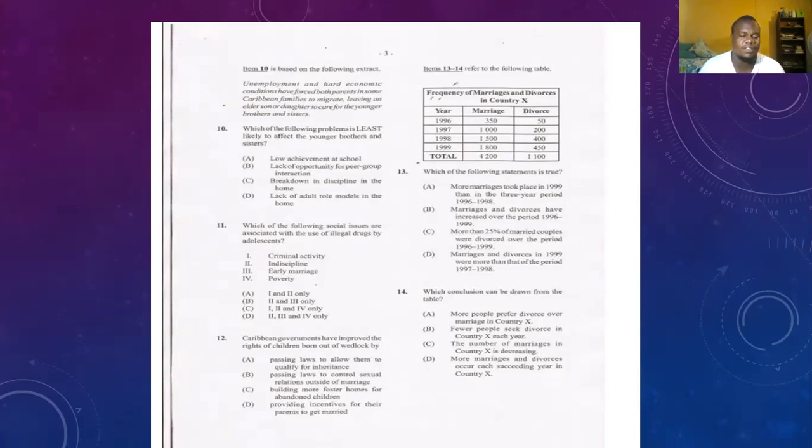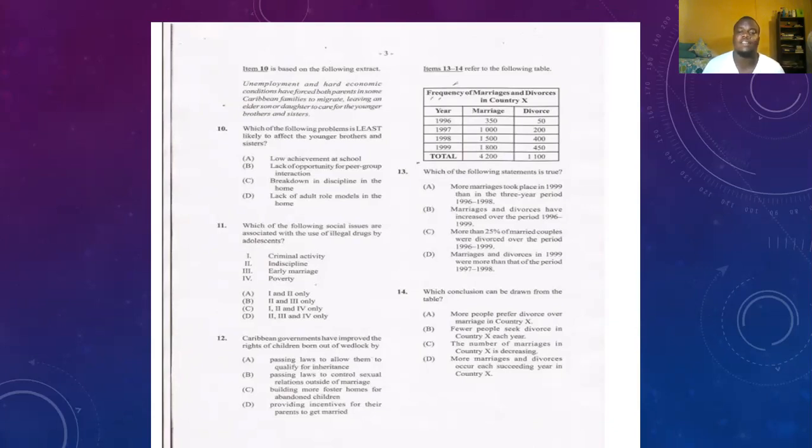So the answer for question 13 is B. Marriages and divorces have increased over the period of 1996 to 1999. Look at the table, and every year the amount of marriages and divorces keeps going up. So B is correct. Marriages and divorces have increased over the period of 1996 to 1999.